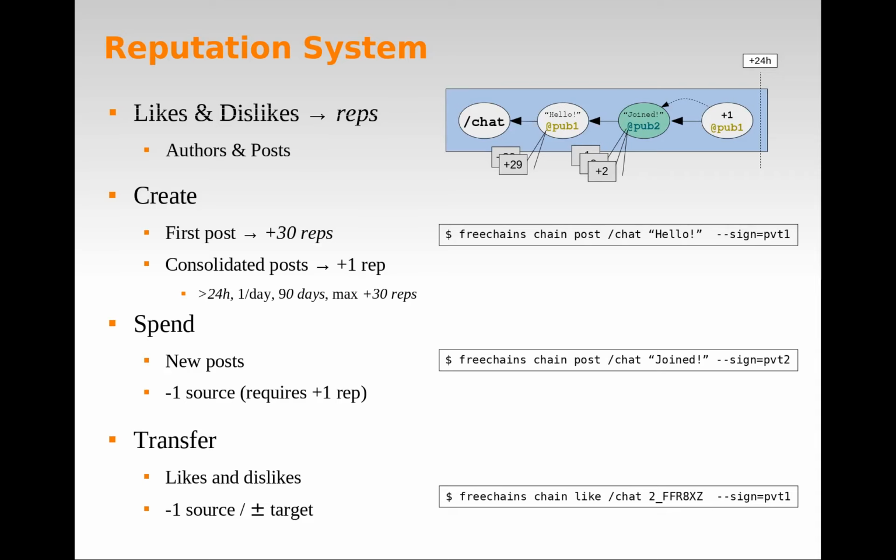Consolidated posts last 90 days, and their reward never exceeds the limit of plus 30 reps. Freechains also only rewards at most 1 post per day. So if an author posts 10 messages in a week, only 7 will count positively. This, together with the minus 1 rep discount for new posts, limits the number of posts per author.